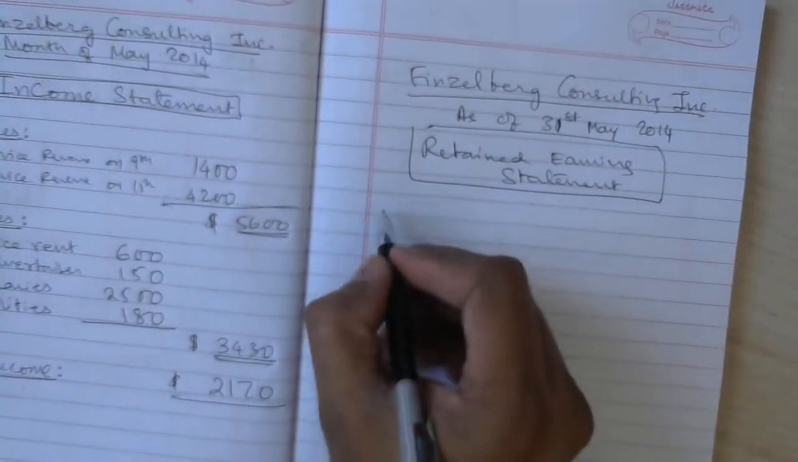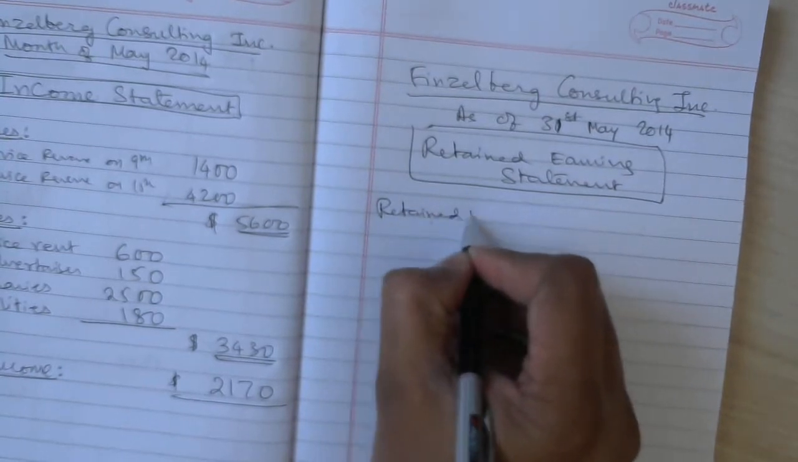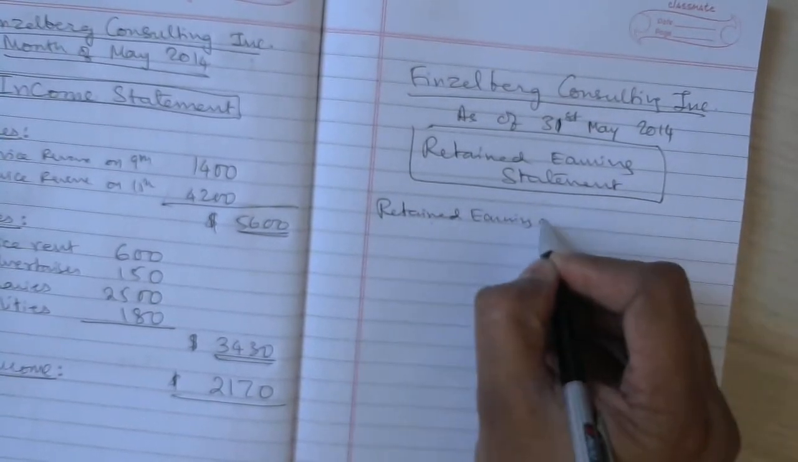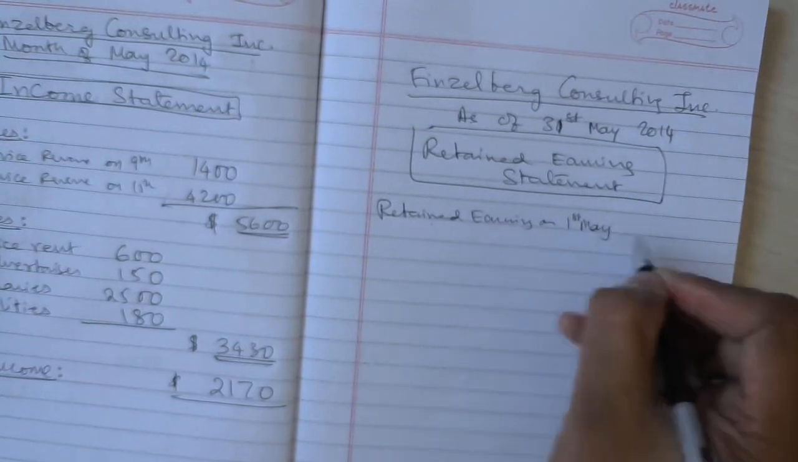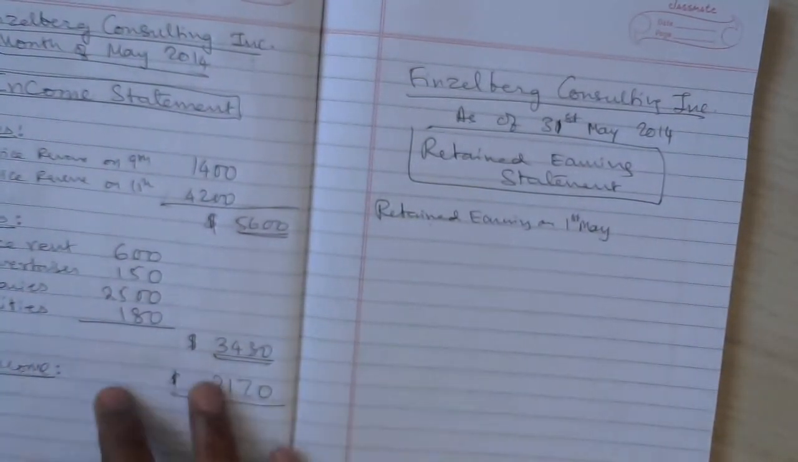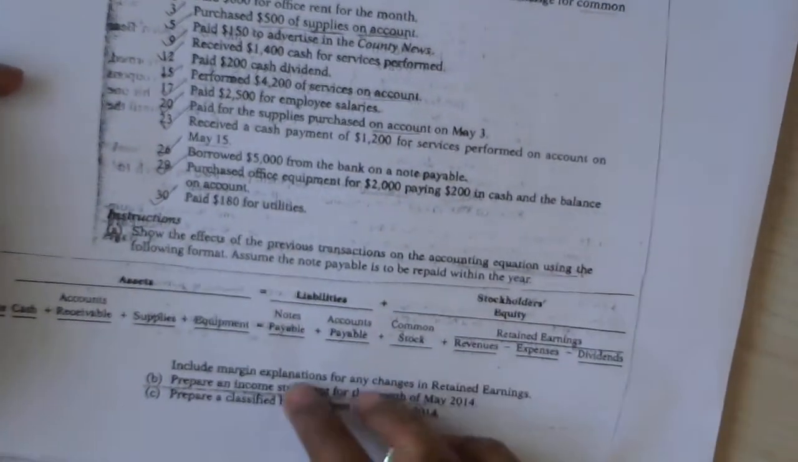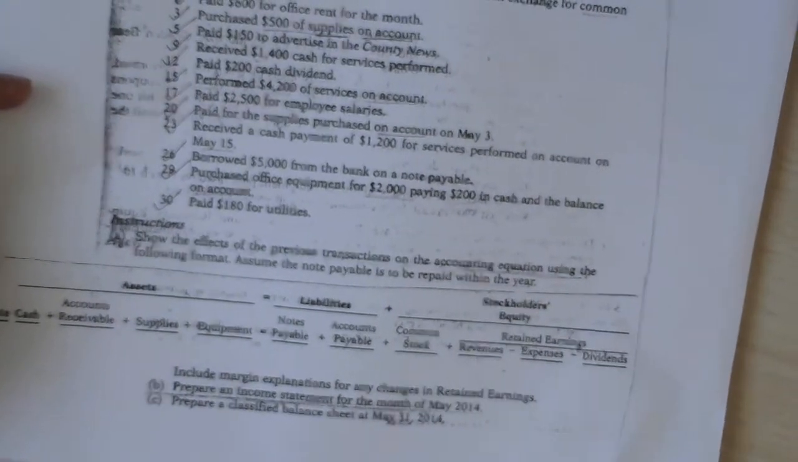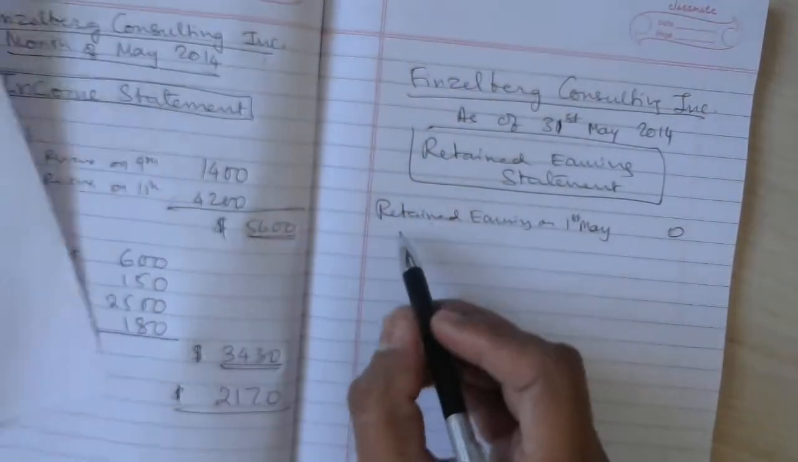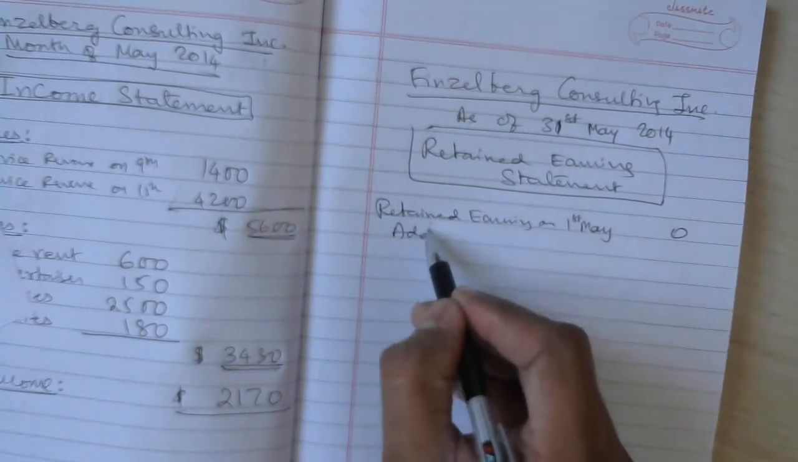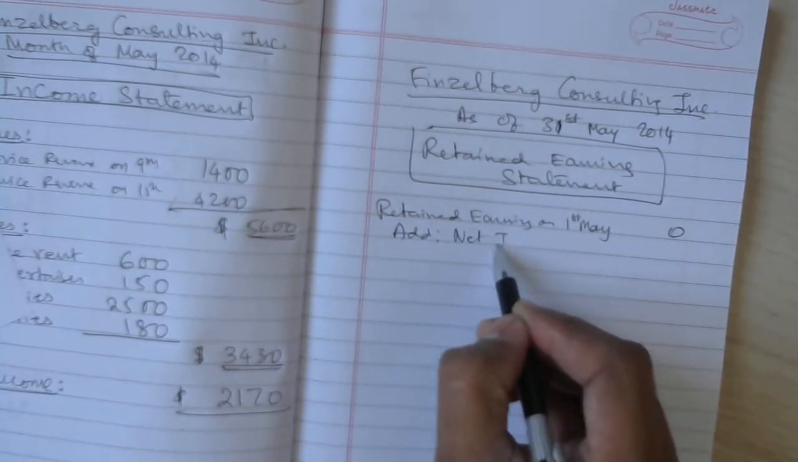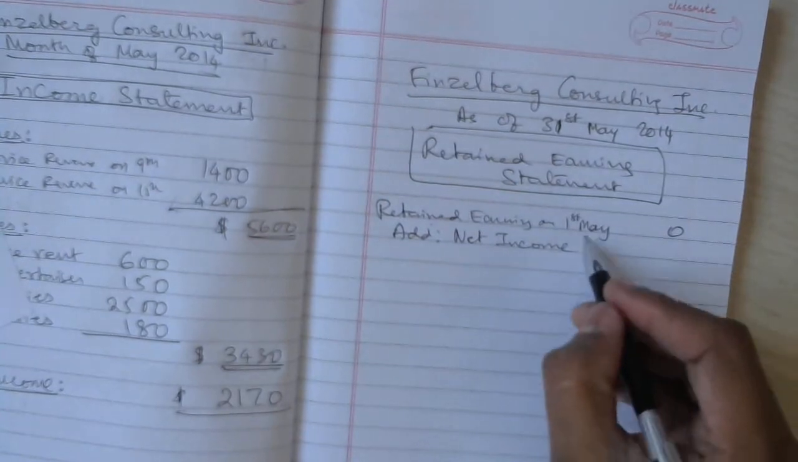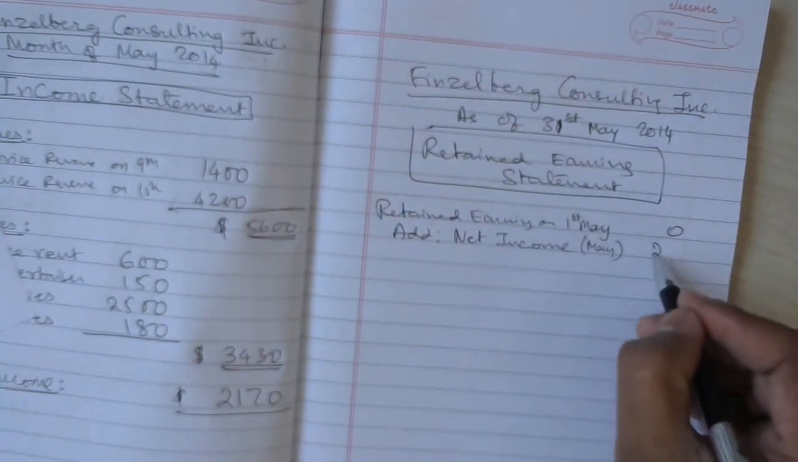So it starts with retained earnings on 1st May. So what was the retained earnings on 1st May? So in this problem that information is not given. So under such conditions, you can assume that the retained earnings initially was 0. Okay. Next we have add net income in the month of May. Okay, of May. So that is 2170.